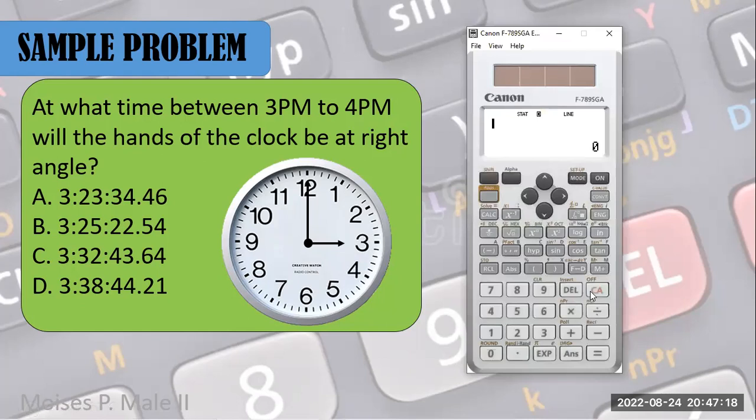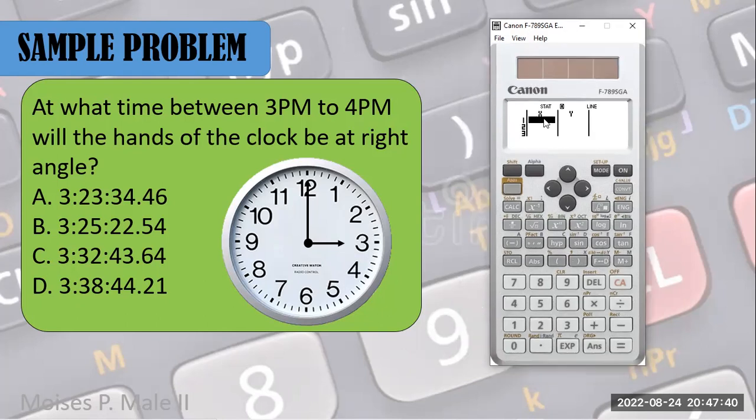No? Since yung motion ngayon ng time at saka yung motion ng hour hand at saka minute hand are linear, no? So doon tayo sa mode stat na linear 2. Okay? So input natin yung time dito, no? At 3 o'clock, ano yung angle ng minute hand to the hour hand, no? Yun yung input natin sa y. And also at time equals to 4 o'clock.